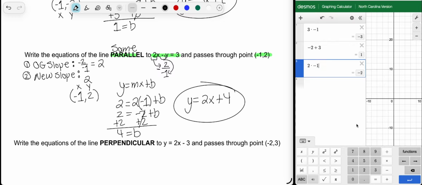Now, when you're doing parallel, you just have to remember it's the same slope. There's no changing it. So now we're going to look at an equation for our next example that is considered to be perpendicular.